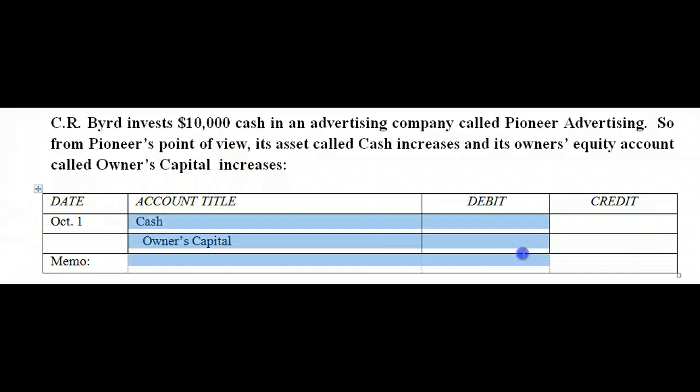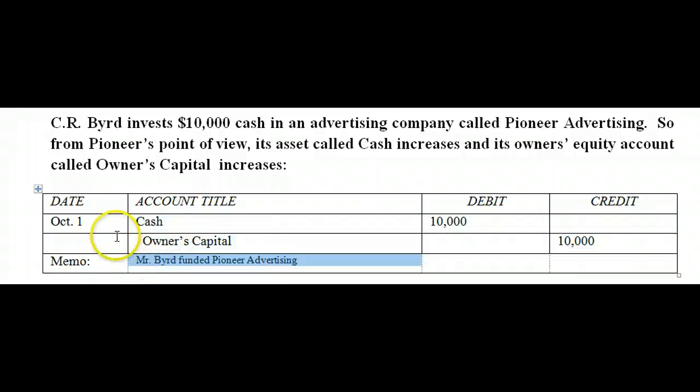And so we be sure to debit and credit specific accounts. We don't tell stories. We use the memo line to tell our story. Debit cash for $10,000, credit owner's capital for $10,000, and make our little note down here that Mr. Bird funded Pioneer Advertising.